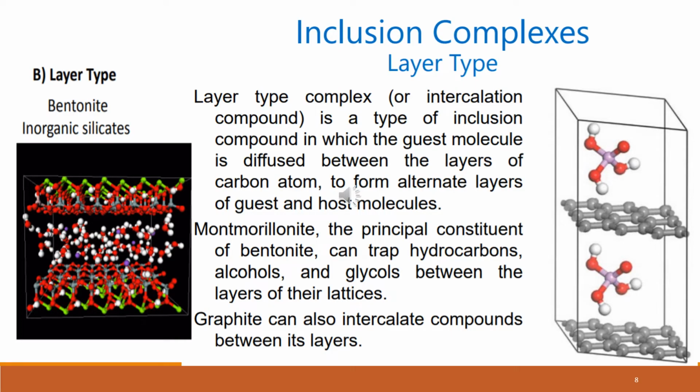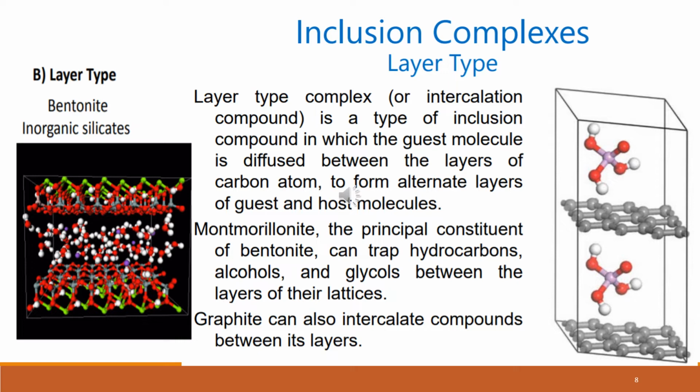Layer type of inclusion complexes. Compounds like clays and montmorillonite, which is a constituent of bentonite, can entrap hydrocarbons, alcohols, and glycols. These form alternate monomolecular layers of guest and host. Their uses are currently quite limited. However, these may be useful for catalysis on account of a larger surface area.